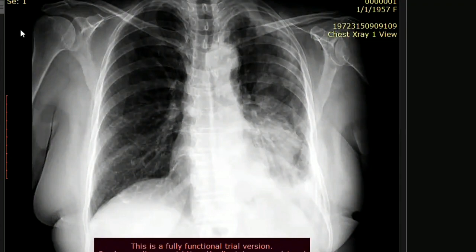There is also nodularity and pleural thickening identified along the lateral aspect of the pleura and towards the apex. However, no significant mediastinal shift is seen. So the right lung and costophrenic angles are unremarkable.